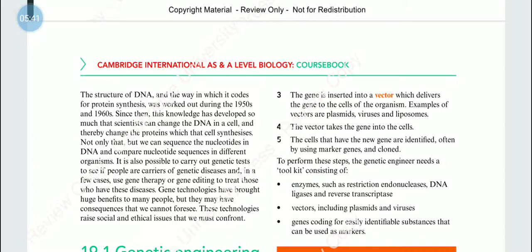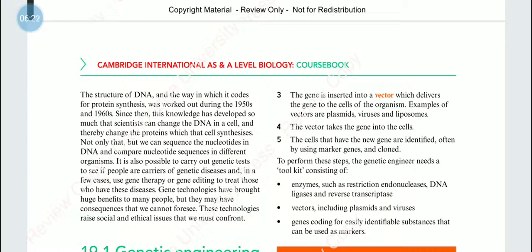Then the gene is inserted into a vector. The vector is not involved in expressing the quality, but in delivering the gene to the cells of the organism. These vectors could be plasmids, viruses, or liposomes. Then the vector will take the gene into the cell. Now the cells that have the new gene are identified using marker genes, and then we clone these new cells.